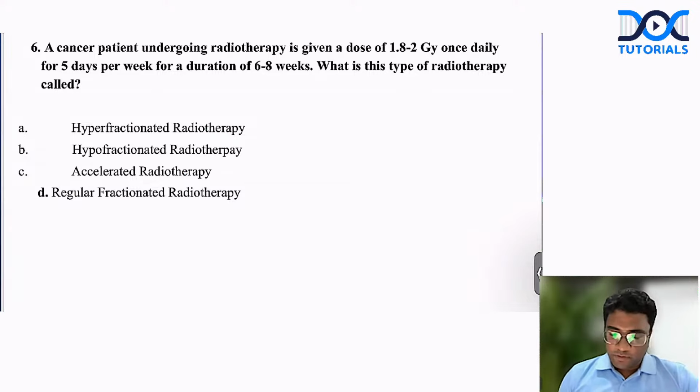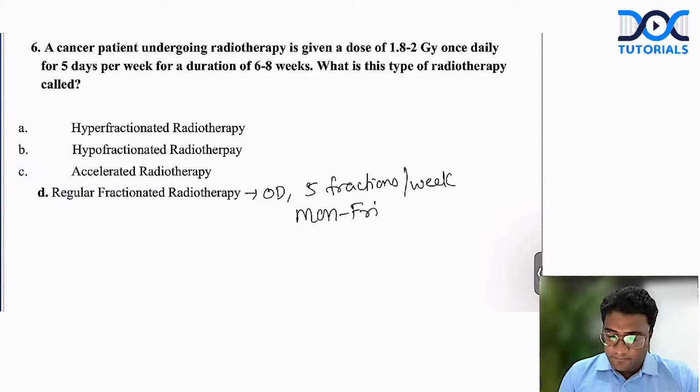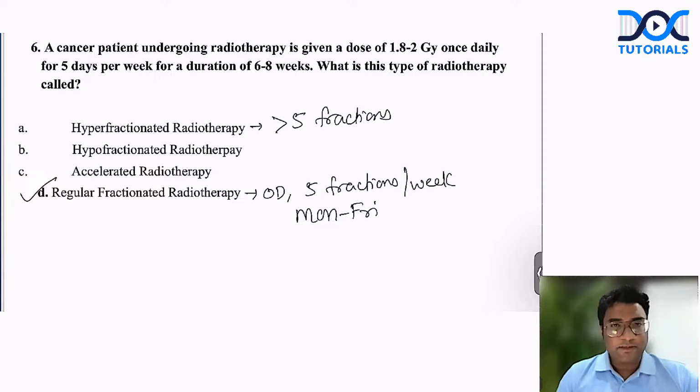Very good. So if you're giving once daily dose, 5 fractions per week, Monday to Friday, once daily dose is given. This is regular or fractionated radiotherapy. Hyperfractionated is more than 5 fractions. If you give more than 5 fractions, it is hyperfractionated. And how is it possible to give more than 5 fractions? By giving BD or TID doses.